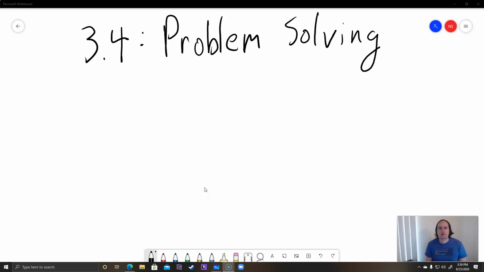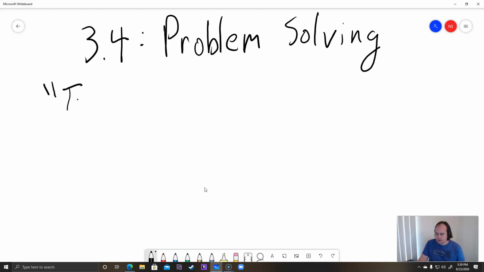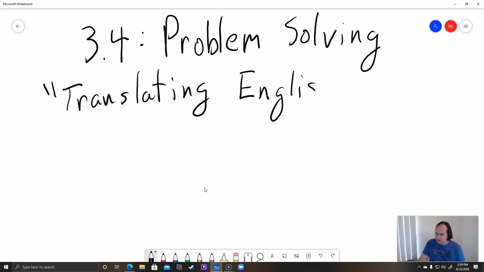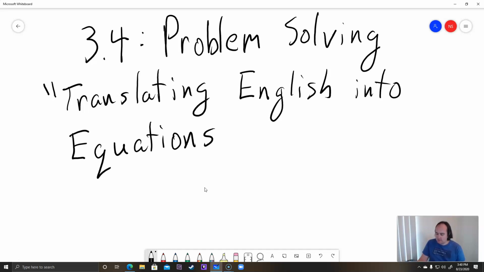In this section, we're going to be learning about problem solving, or at least that's the title of the section. But what we're really going to be learning about is translating English into math. That's my best way to describe it. So we're basically going to work on translating English, so sentences, into math. In particular, we're going to be translating it into equations.